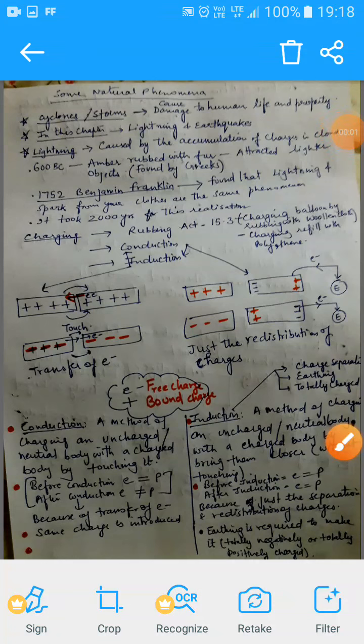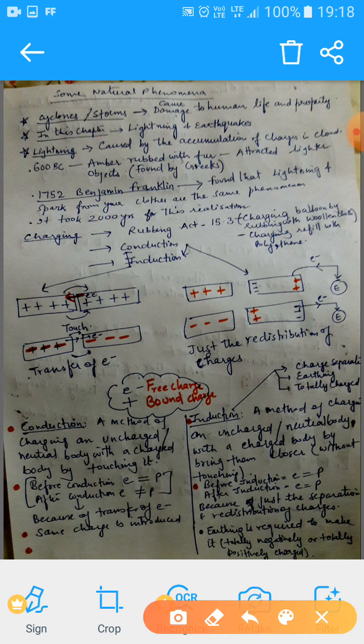Hello students. Today we will start a new chapter, that is natural phenomena. Cyclones and storms you have already studied in class 7th, and they cause a lot of destruction and damage to human life and property. In this chapter you will study about other natural phenomena, that is lightning and earthquake. Lightning is caused by the accumulation of charges.